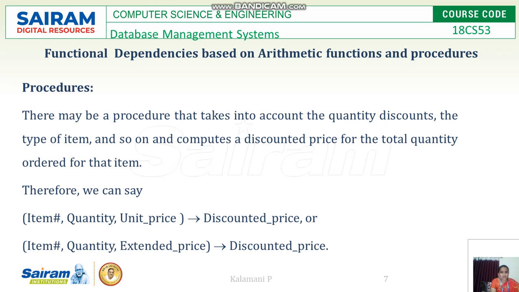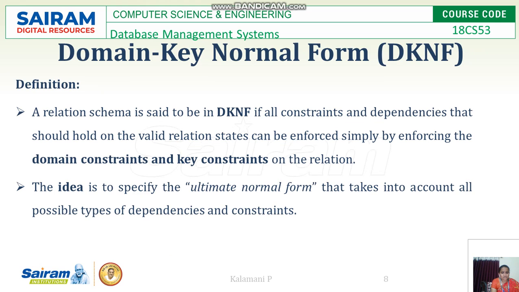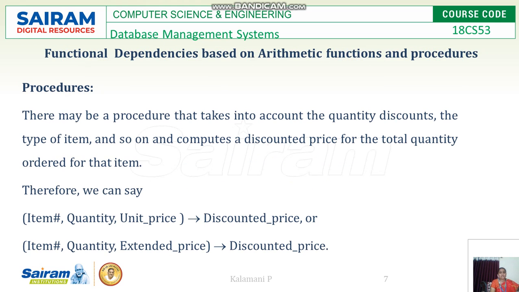Then procedures: there may be a procedure that takes into account the quantity discounts, the type of item and so on, and computes a discounted price for the total quantity ordered for that item. I think you have already studied functions and procedures and their differences. So we can represent order item number, quantity, unit price defines discounted price, or item number, quantity and extended price defines discounted price. This we can represent with procedures. So this is about functional dependencies based on arithmetic functions, and this is procedures.